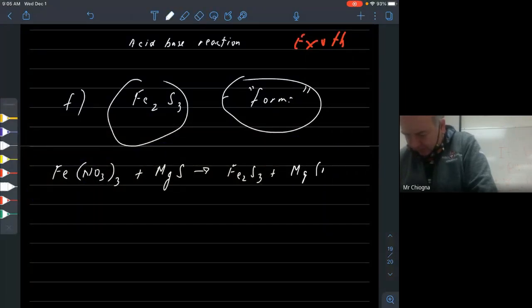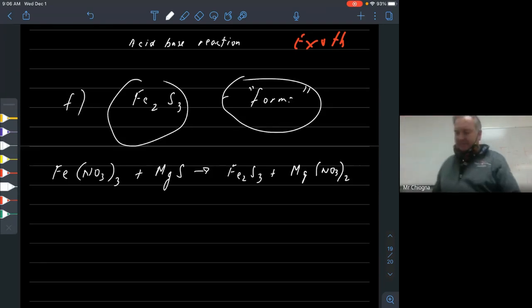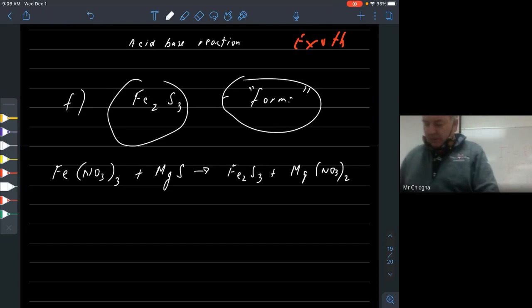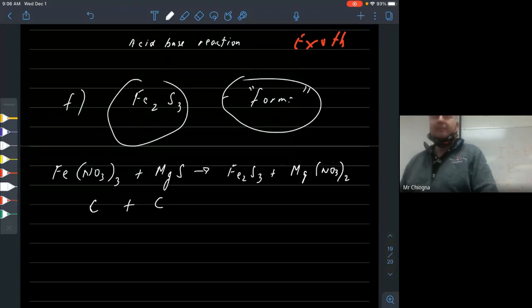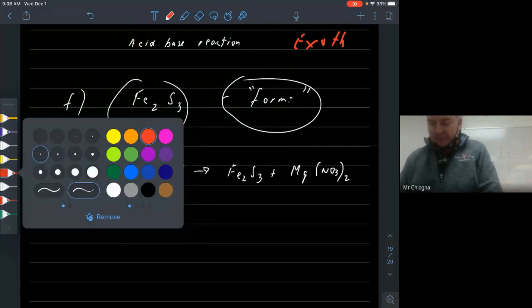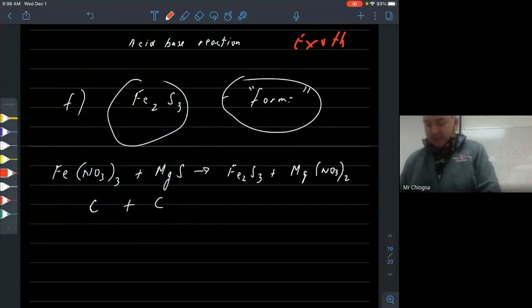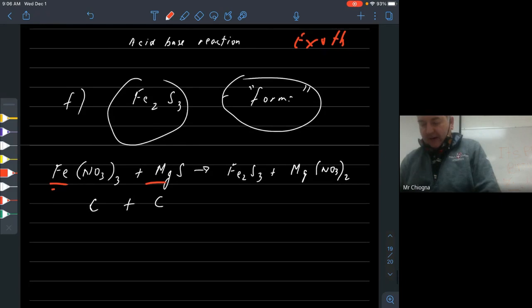Magnesium nitrate is this. Okay. So what type of reaction is this? This is the clue: compound plus compound. Just double check. It's double replacement. Make sure those two change places, and they do. Fe changes places with the magnesium to join up with the nitrate. So that is a double replacement.